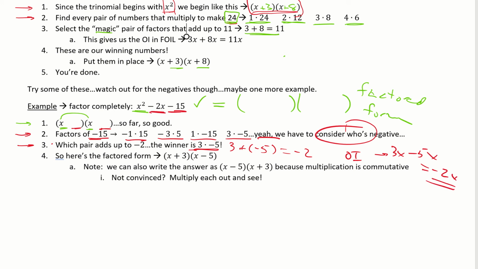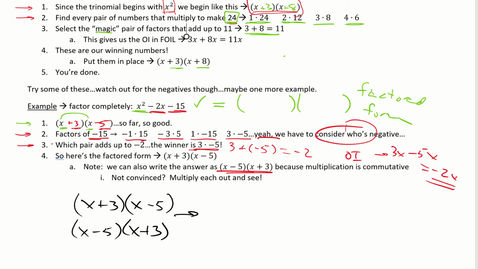All right, so we found the numbers. So we put next to x, one of them can be plus 3, the other one could be minus 5, or it could be minus 5 and plus 3, because multiplication is commutative. Not convinced? Multiply out and see. And I'm going to do that. So what we found as an answer is x plus 3 and x minus 5. Or if you want, you can go x minus 5 and x plus 3.